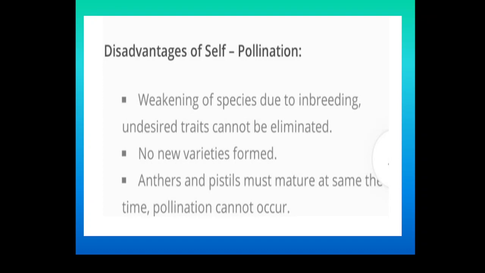No new varieties are produced. From yellow to yellow, it will not go from yellow to green. Or from red, it will not become orange. Like this, new varieties will not be produced. And the pistils and anthers must mature at the same time, otherwise pollination will not occur. We have seen this in homogamy, so that must be there. If it is not there, pollination will not occur. This is a self-pollination disadvantage.